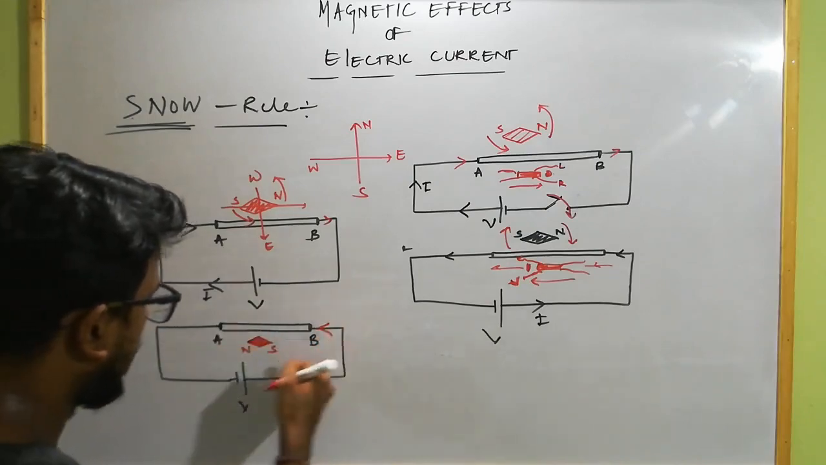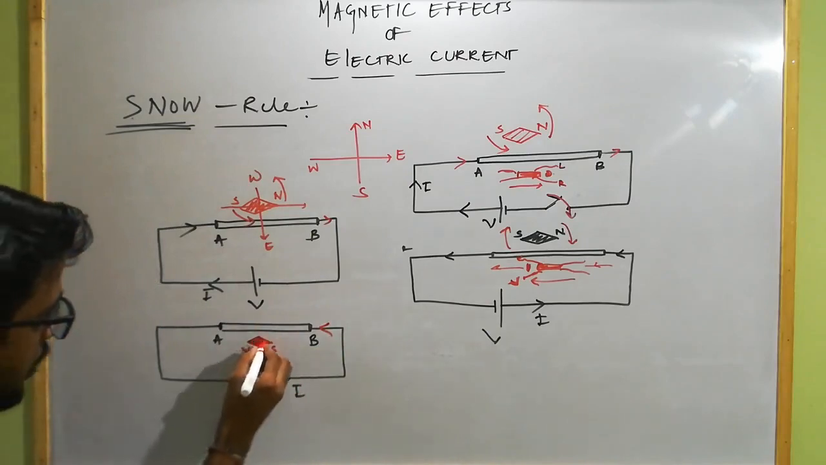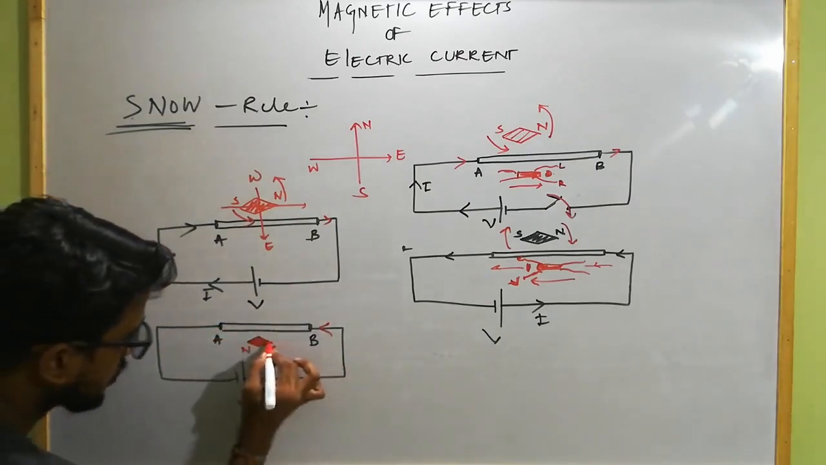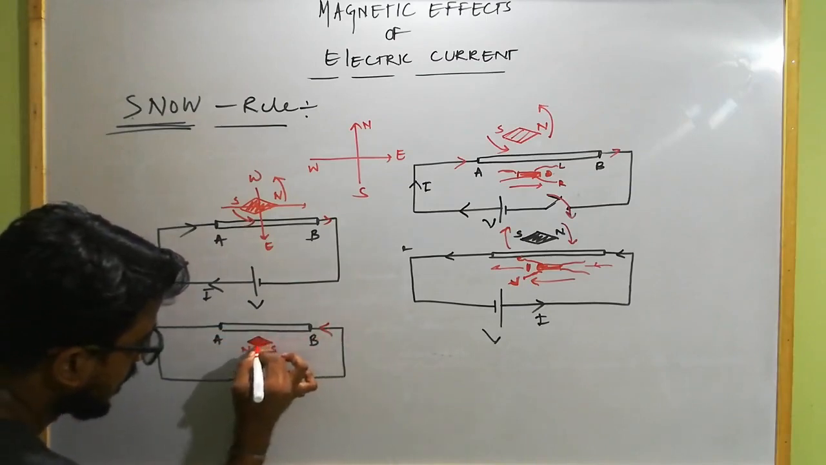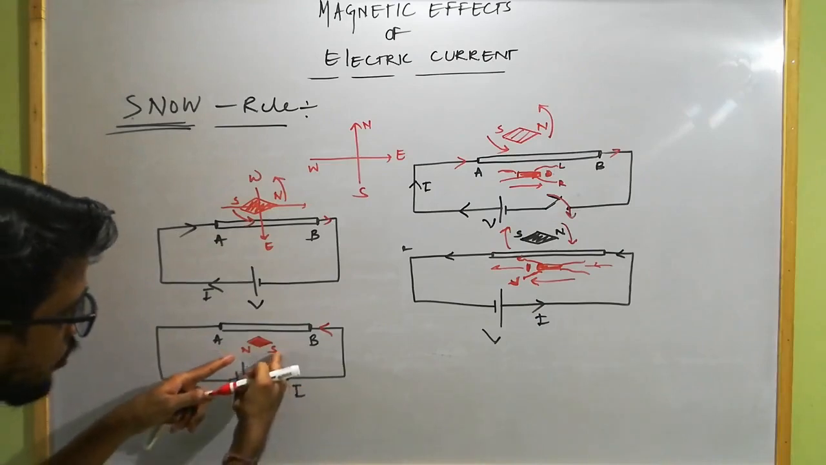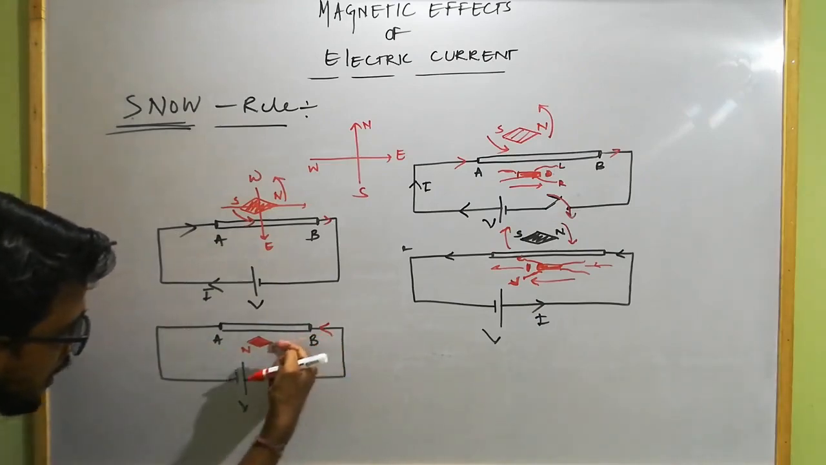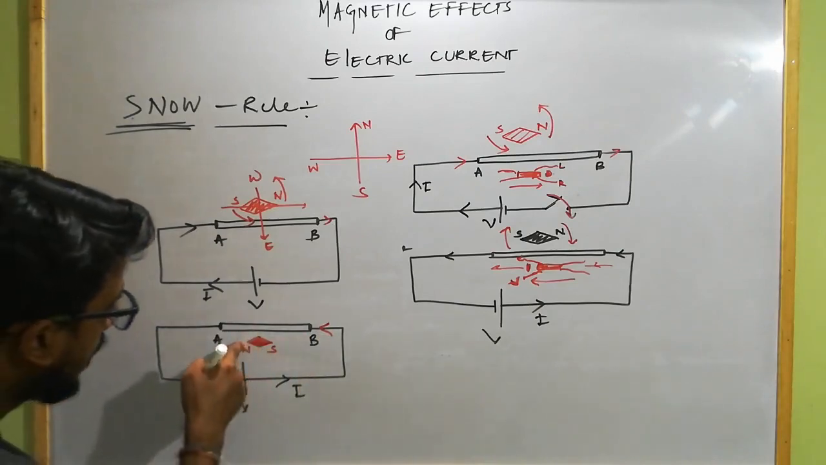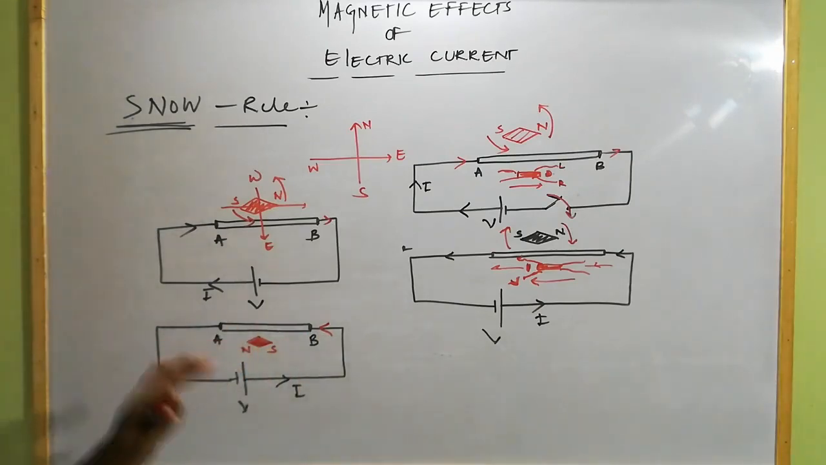As current is flowing along this direction, we have to place a magnetic compass parallel to this current carrying conductor in such a way that the current enters at the south pole and comes out at the north pole. Then only the deflection of the north pole will be towards the direction of west.